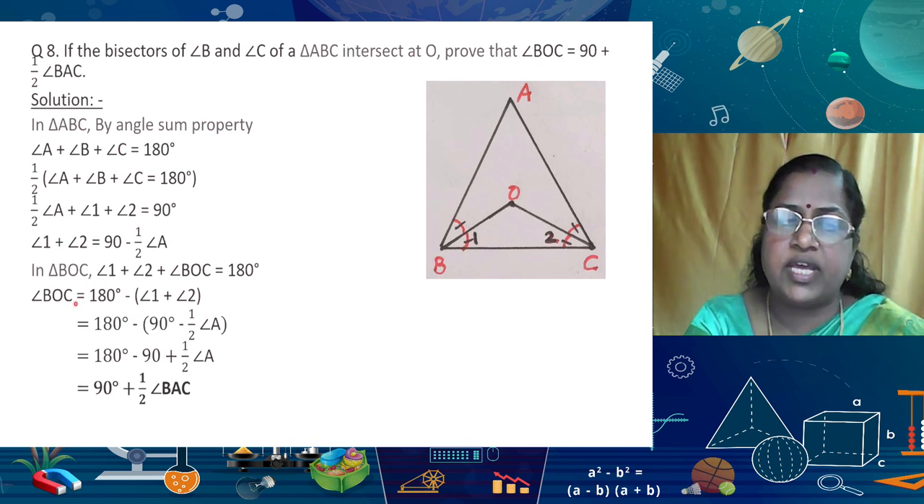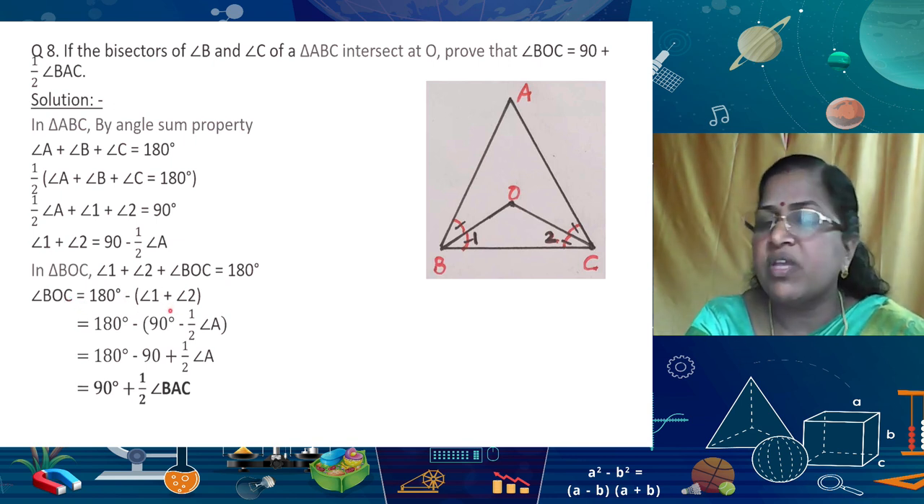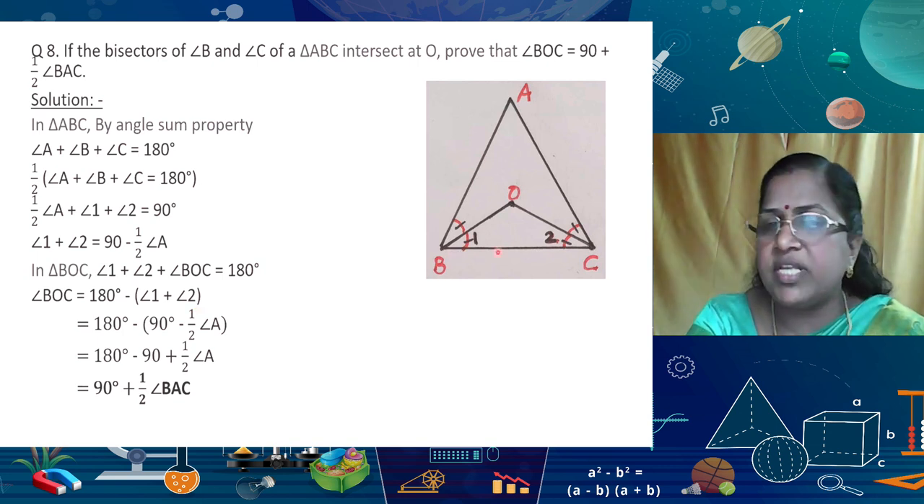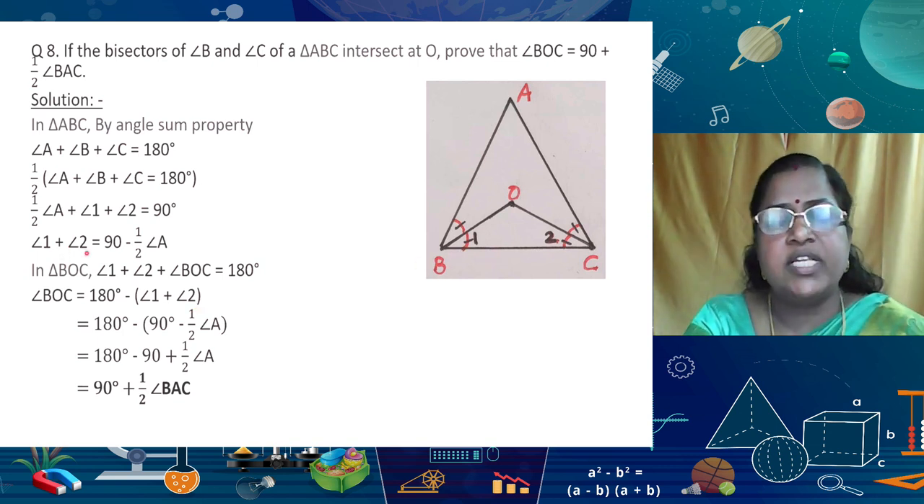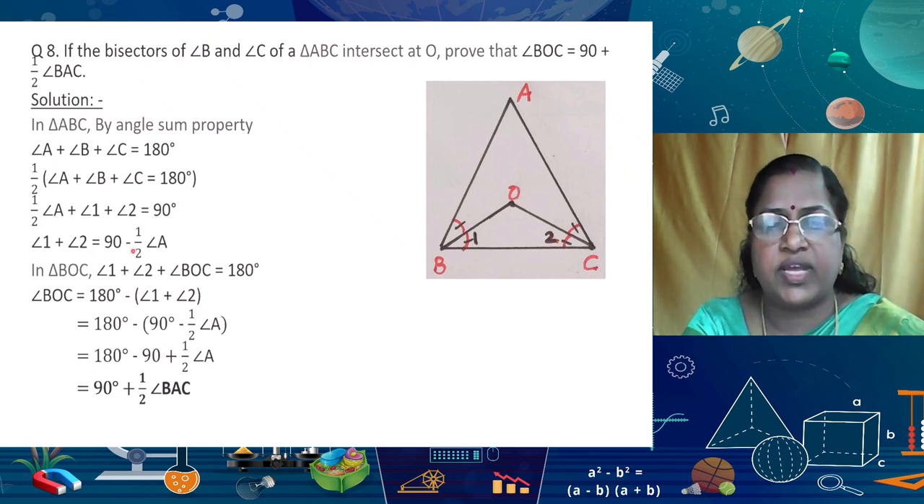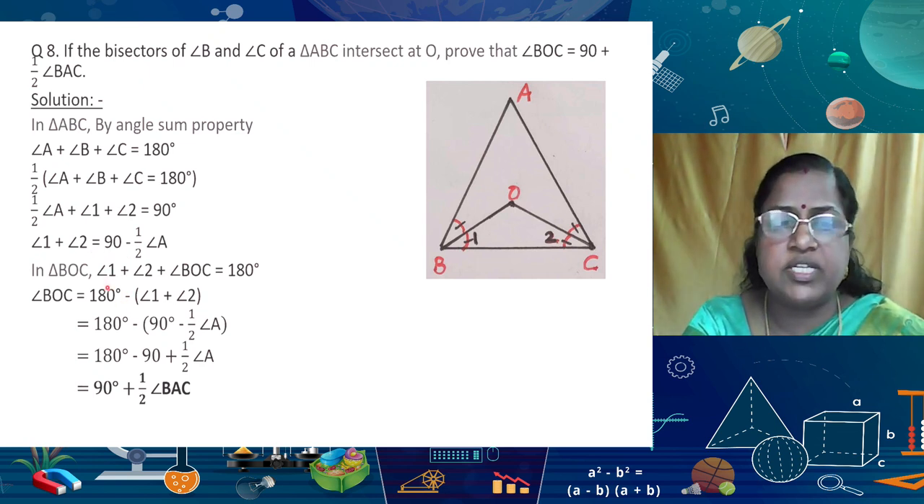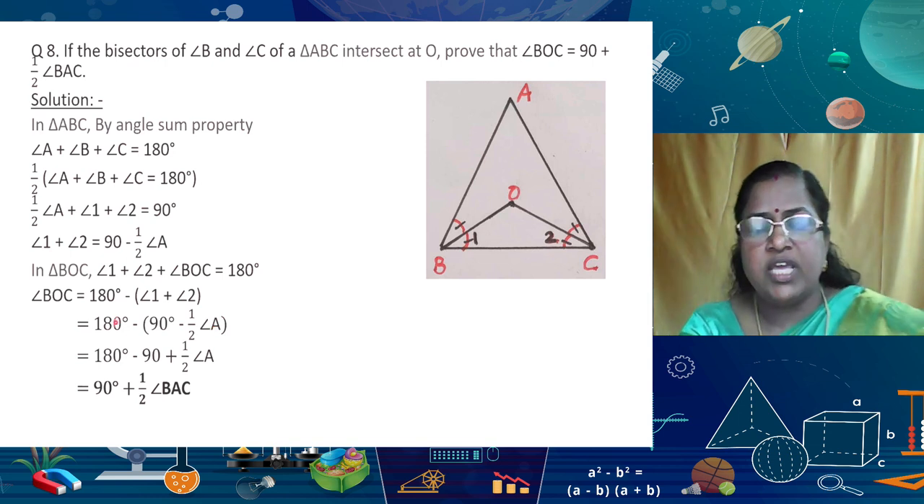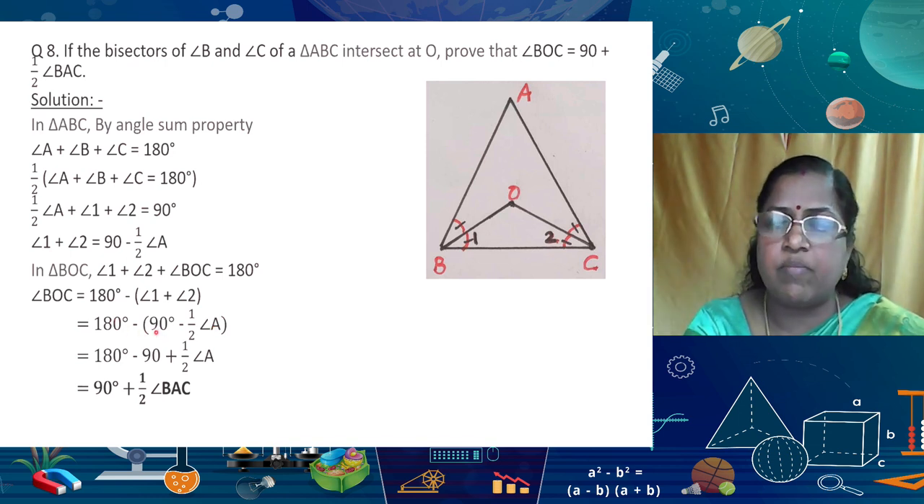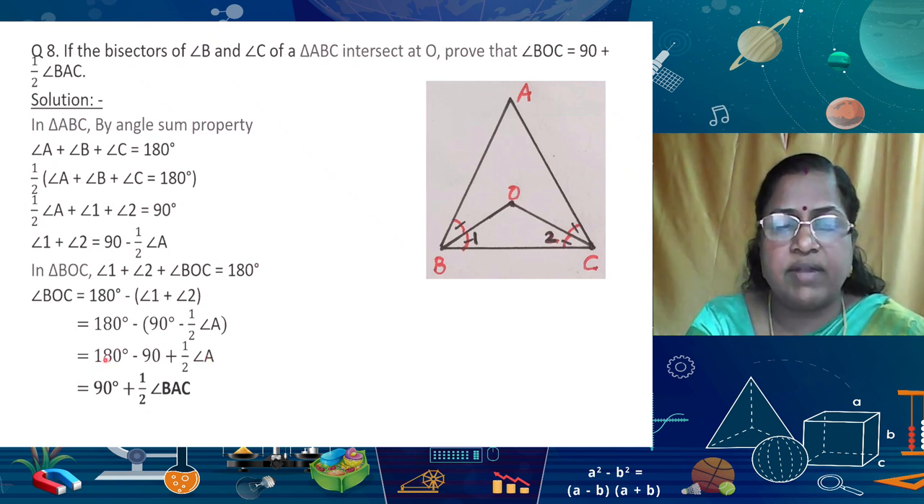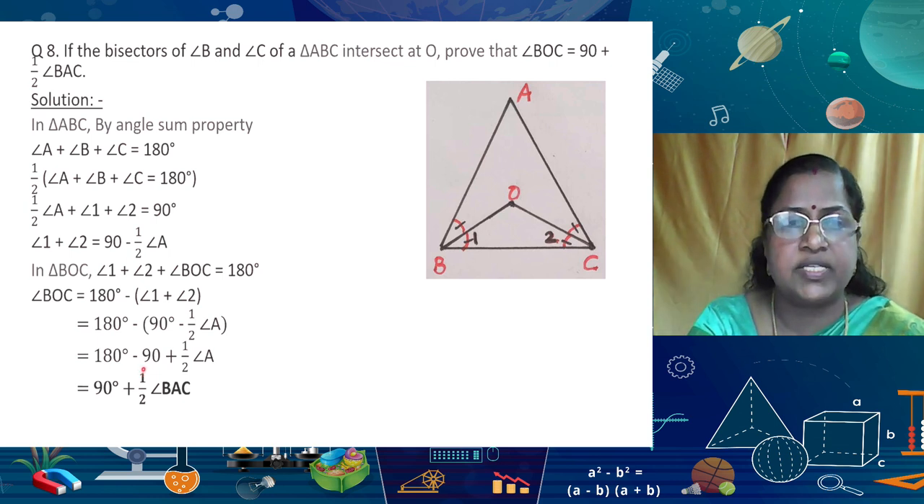And therefore, we can write angle BOC is equal to 180 minus angle 1 plus 2. So what is 1 plus 2? We have already proved it here: 90 minus half of angle A. So we can substitute this value in angle BOC equal to 180 minus (90 minus half of angle A). If you open the bracket, minus 90, and minus of minus is plus half of angle A. So we have 180 minus 90 is 90 degree plus half of angle BAC.